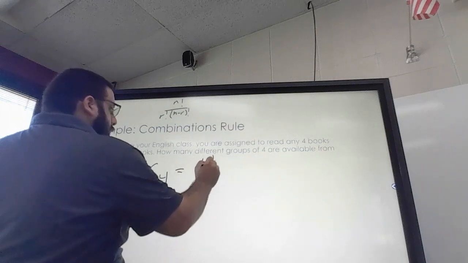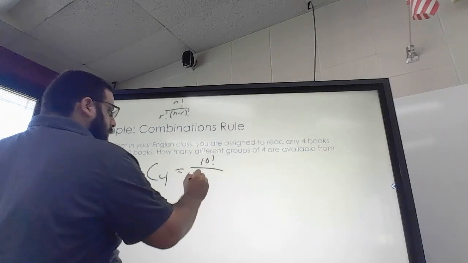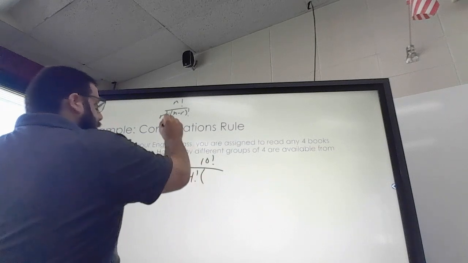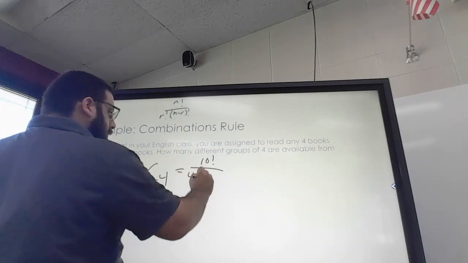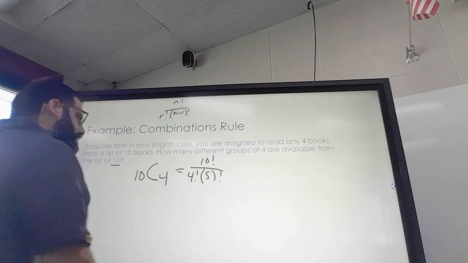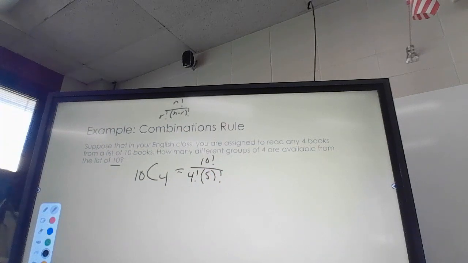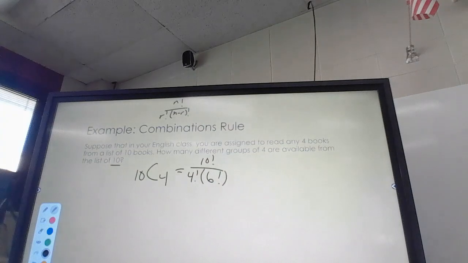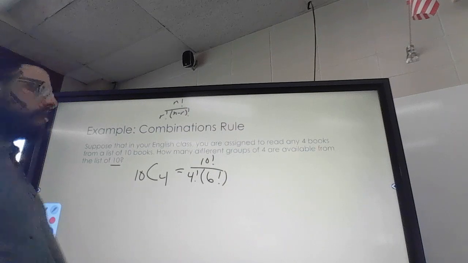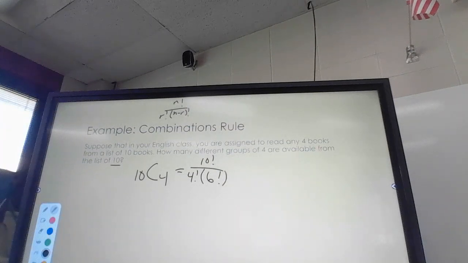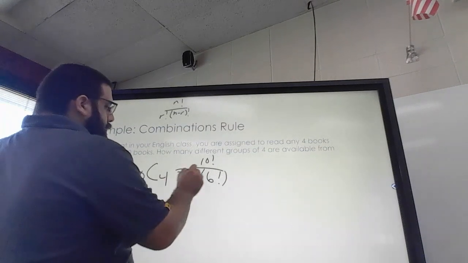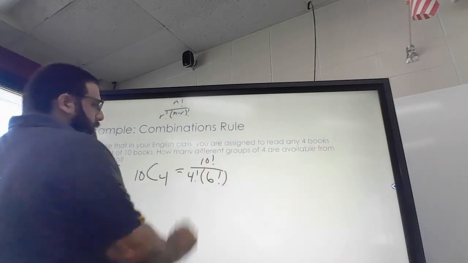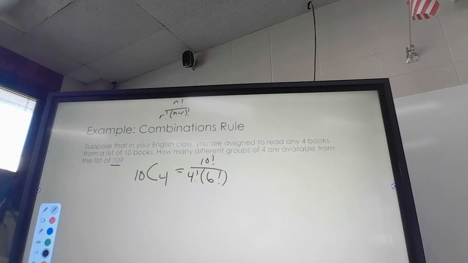So that's 10 factorial divided by 4 factorial times (n minus r), 10 minus 4, 6 factorial. Sorry, that should be a 6, not a 5. Again, I'll show you how to do this by hand and in the calculator. If you're double checking your work, when you do combinations, the two numbers that make up your factorials should add up to the number in the factorial at the top.